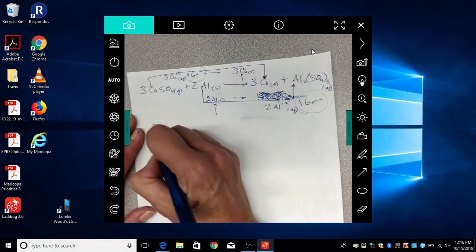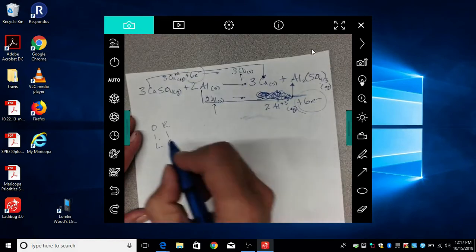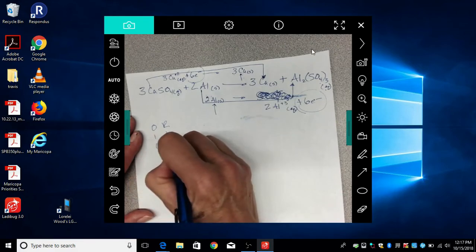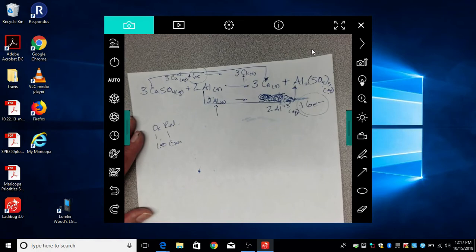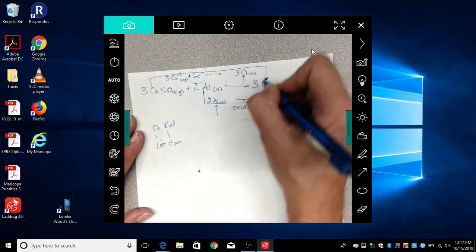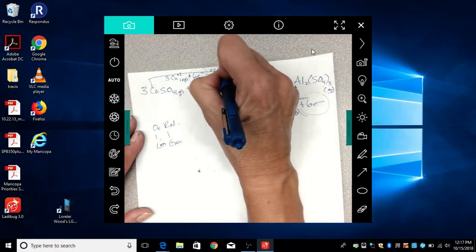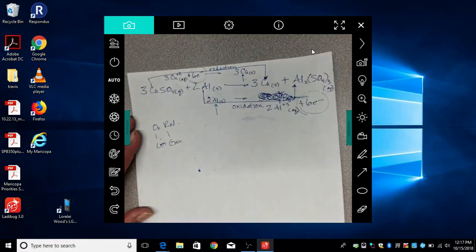Now we got to do the oil rig part. Who is oxidized and who is reduced? Remember, loss versus gain. Oxidized is the aluminum. Okay, so this is the oxidation. So then this must be the reduction. All right, that's single replacement reactions using the activity series.